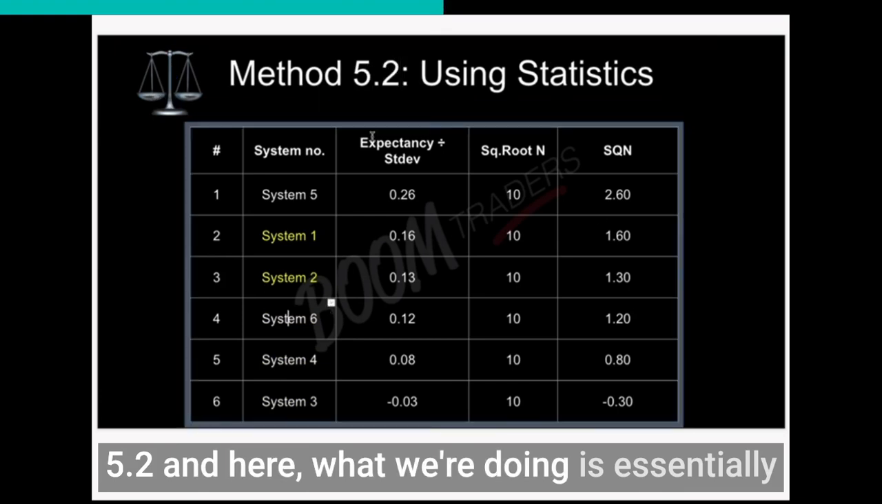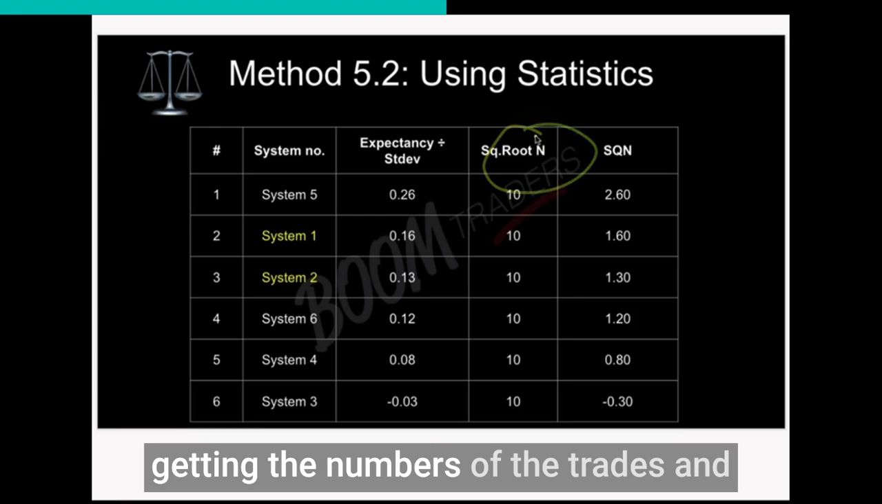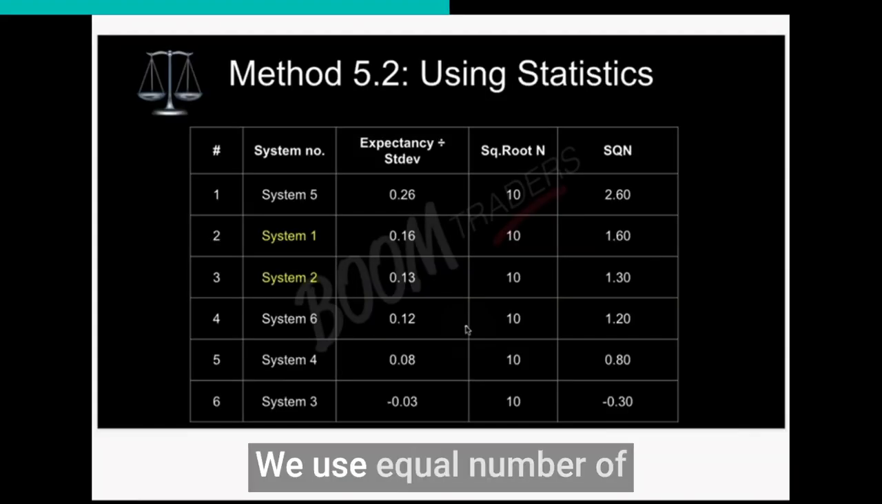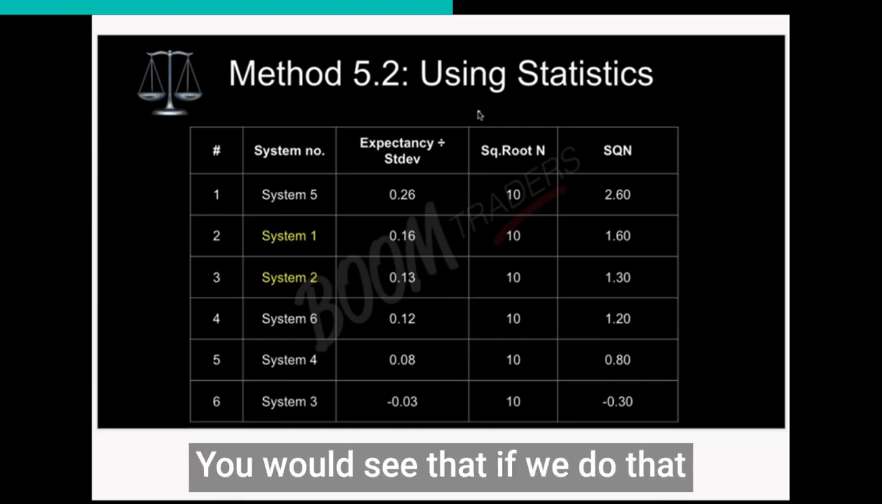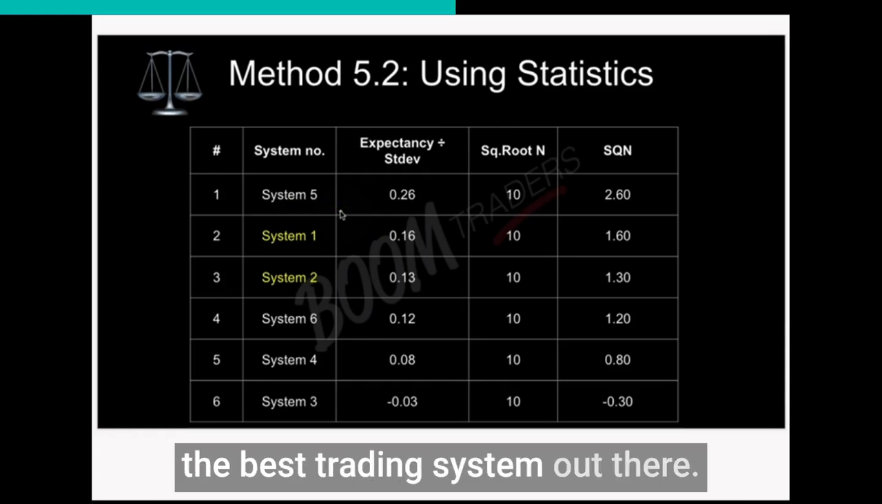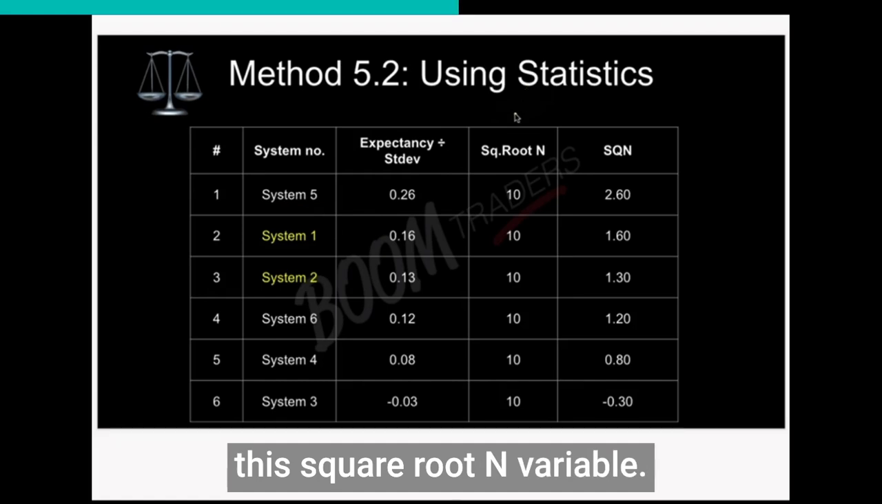And here, what we're doing is essentially getting the numbers of the trades, and we're equating them one to the other. We use an equal number of trades generated per month. You would see that if we do that, system number 5 actually becomes the best trading system out there. This is because we eliminate this square root and variable.